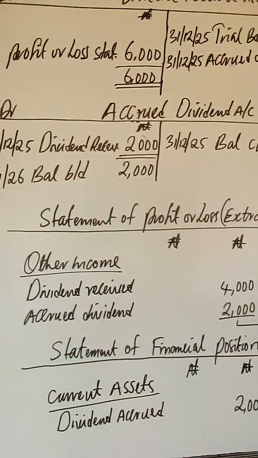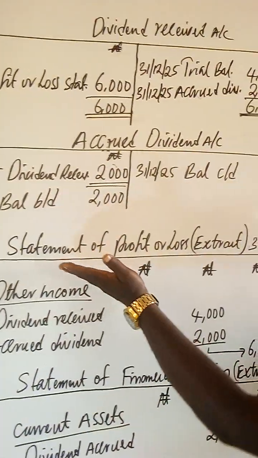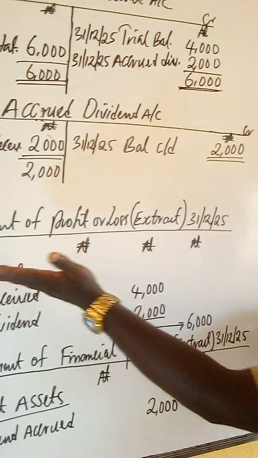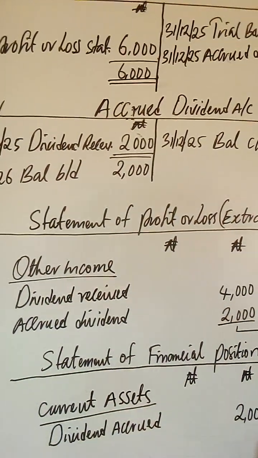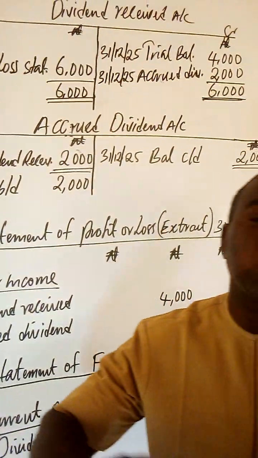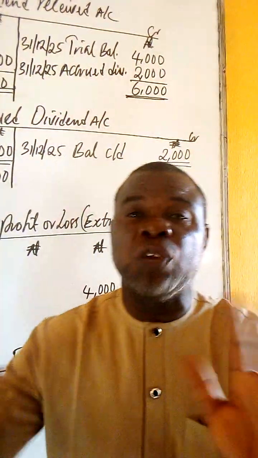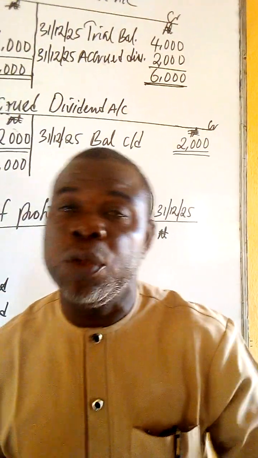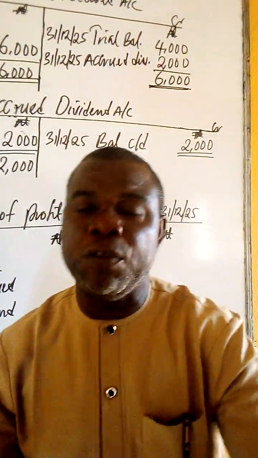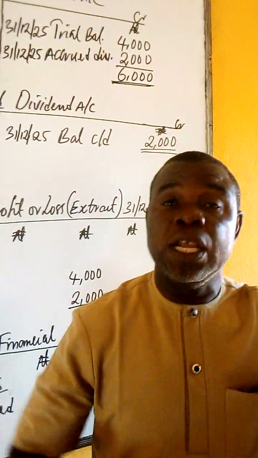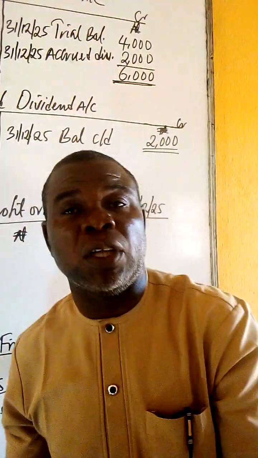Let's look at how you treat it in the statement of profit or loss account. Coming to the statement of profit or loss account, you treat dividend received as other income. Mind you, as you prepare your trading account, profit or loss account, you must start with the trading account. The trading account ends with gross profit. When you get your gross profit, the next segment is what is called other income. If you watched my video in the previous class, I gave the format of how to prepare the trading account, profit and loss account, and everything.